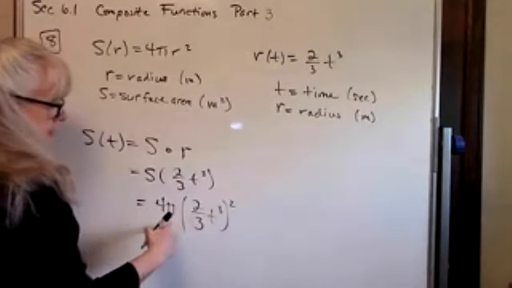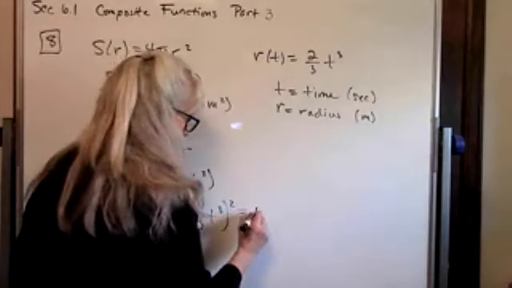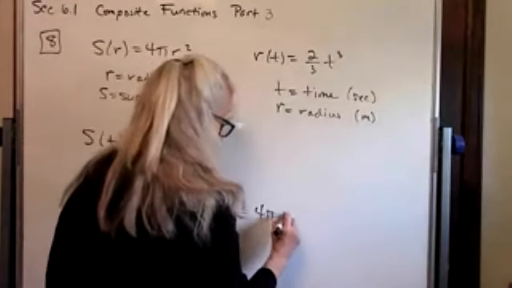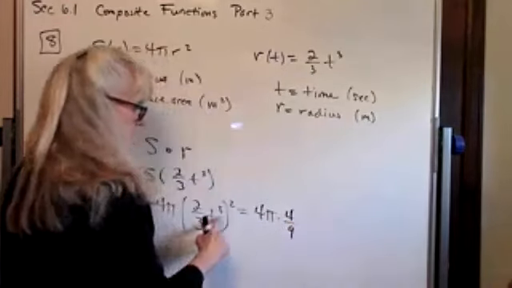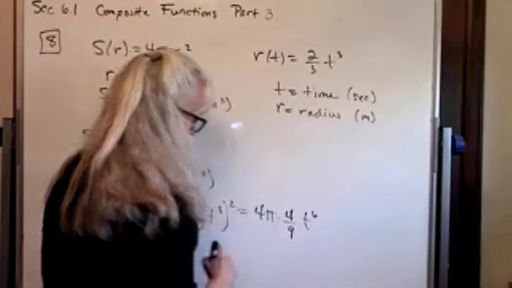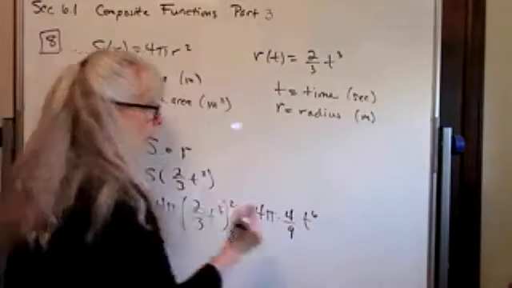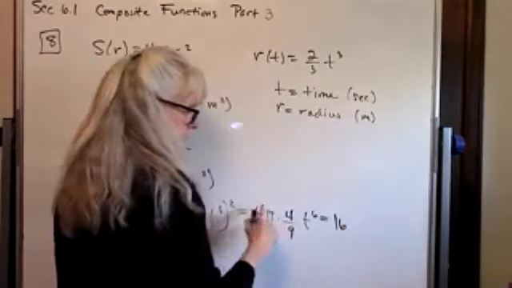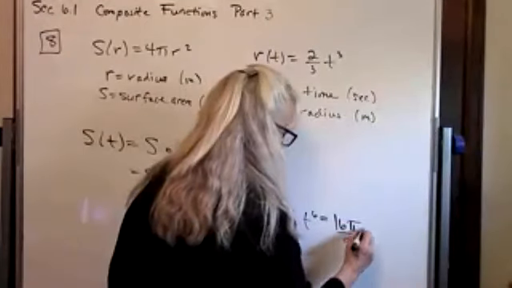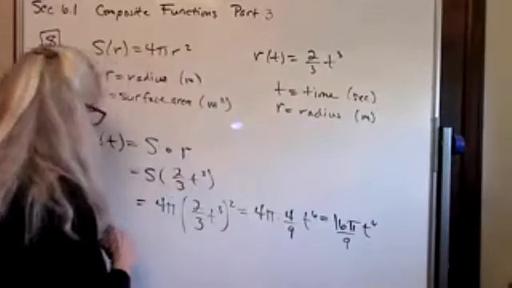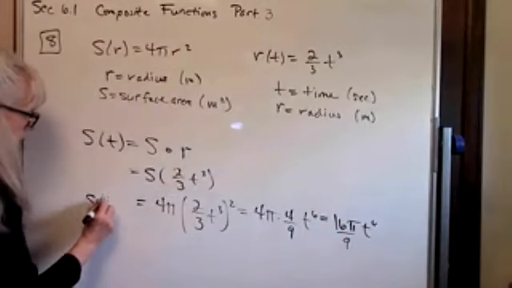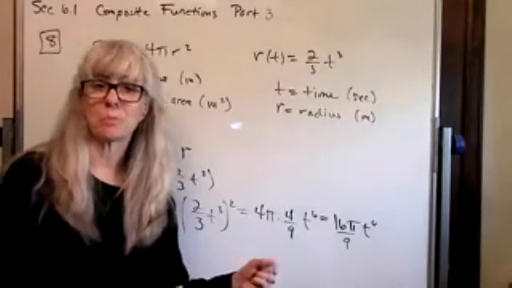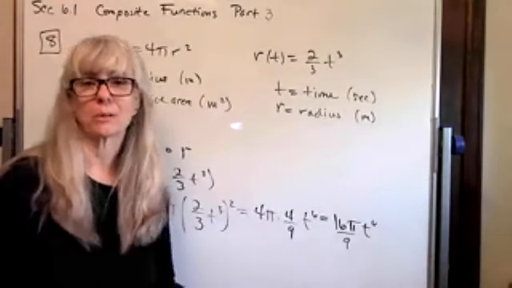So all we have to do is clean this up. We're going to square everything. So we'll have a 4 pi, 2/3 squared, 2 squared is 4, 3 squared is 9. And t cubed squared is t to the 6. When you raise a power to a power, you multiply. Okay. Cleaning it up just a little bit more, I'm going to have 16. That's the 4 times the 4. I'm going to have the pi over 9 t to the 6. And there it is. So now we have a function that is the surface area in terms of time. So now I can tell how much material I need depending on how much time you've been putting air into that hot air balloon.